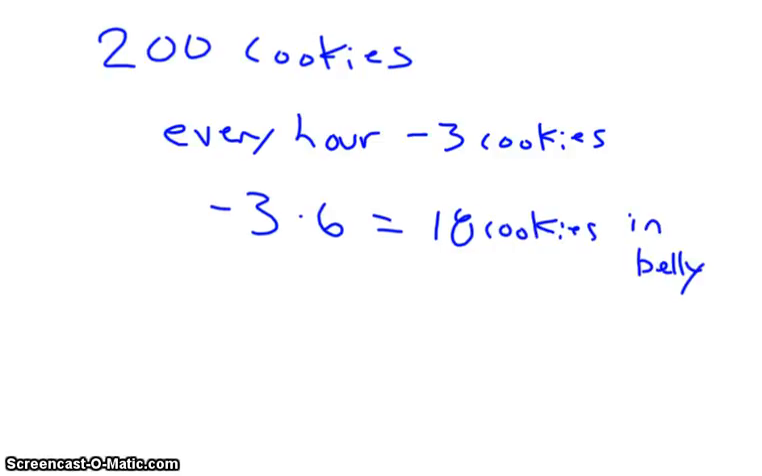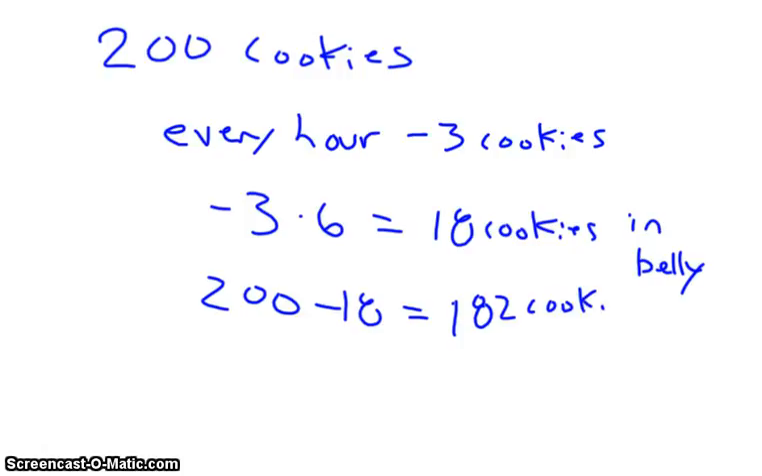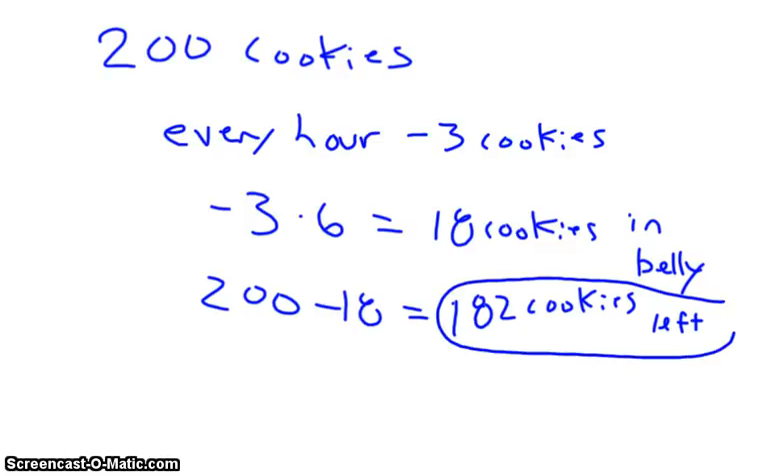Okay, so if I have 18 cookies in my belly now, I've lost 18 cookies. Well, I started with 200. So let me go 200 minus the 18 cookies that ended up in my belly. And I do that math out, and I'm like, oh, that's awesome. 200? What am I doing? Crazy numbers here today. 182 cookies left. Not in my belly, because it kind of looks like I went there, but I went just below it. So I have 182 cookies left.